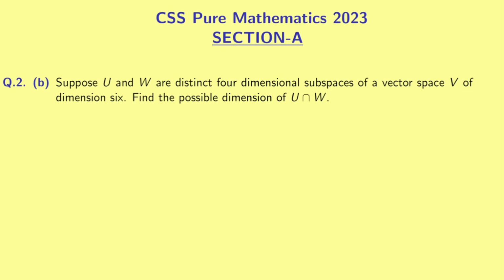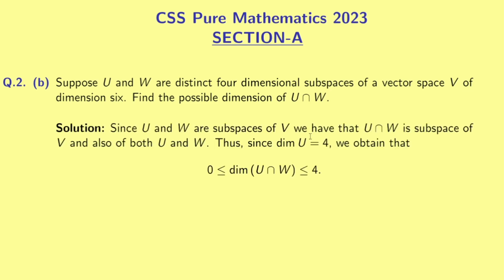We are still in section A and this is question 2, item B. It says, suppose U and W are distinct four-dimensional subspaces of a vector space V of dimension 6. Find the possible dimension of U intersection W.